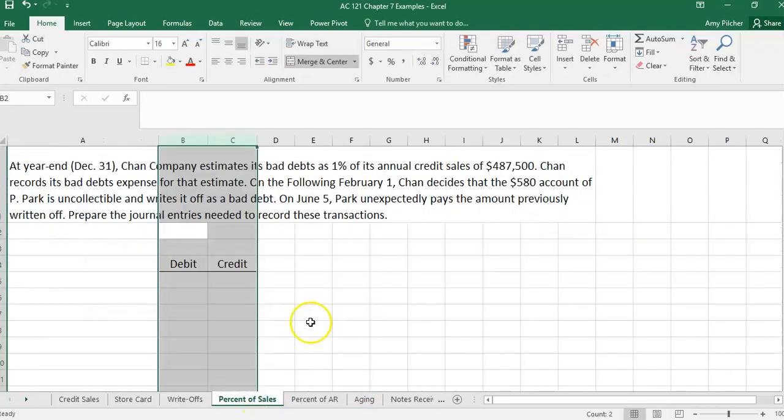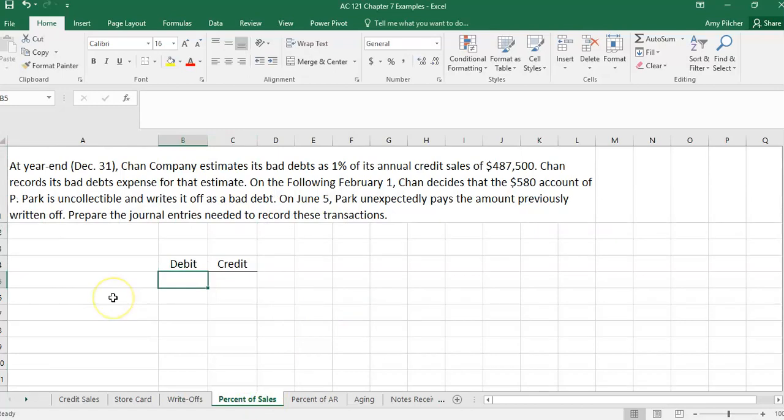The next item that we're going to look at is a percent of sales estimate. So we have two different ways that we can estimate our uncollectibles to follow our matching principle. We have percent of sales and then accounts receivable method. The accounts receivable method has two different methods. So all told, there's three methods, but your book says two methods: one is percent of sales and the other being accounts receivable method.